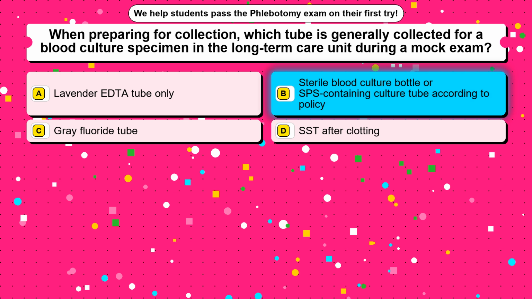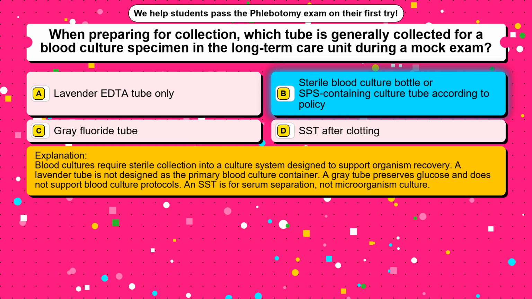The correct answer is option B, sterile blood culture bottle or SPS-containing culture tube according to policy. Blood cultures require sterile collection into a culture system designed to support organism recovery. A lavender tube is not designed as the primary blood culture container. A gray tube preserves glucose and does not support blood culture protocols. An SST is for serum separation, not microorganism culture.